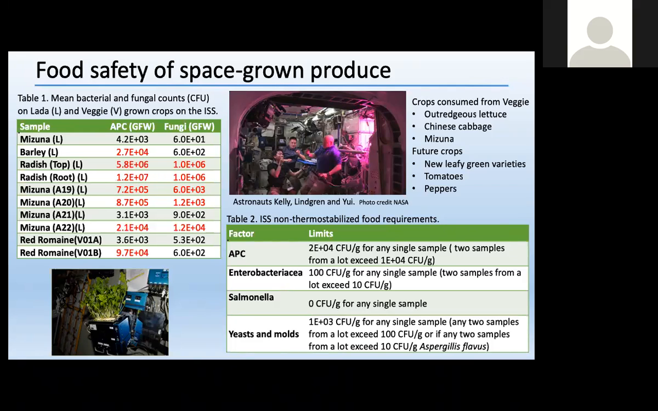The aerobic plate counts, which indicate bacterial counts per gram, are usually higher when you're looking at plant material and produce. Members of the Enterobacteriaceae family are indigenous to plant material, so you will find those anyway, and it doesn't necessarily indicate contamination. And then we do screen for pathogens that shouldn't be there, like Salmonella. The yeast and mold counts are oftentimes higher. Also, you can see that in the numbers highlighted in red.